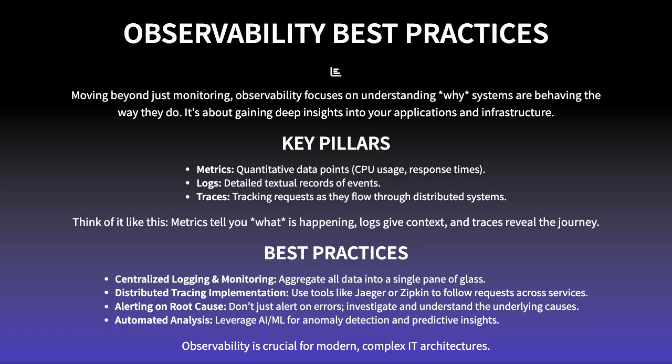We want centralized logging and monitoring so we can see everything in one place, distributed tracing to follow requests across services, and intelligent alerting that doesn't just flag errors but helps us understand what's going on underneath them. Automation is also key, using tools like AI to spot unusual behavior before it becomes a problem.